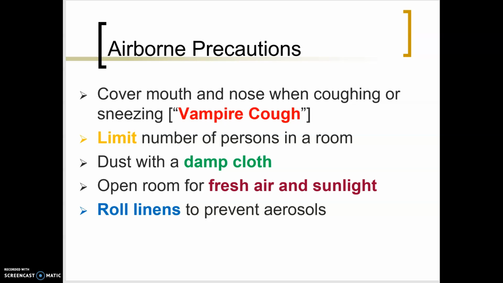So apart from vampire coughing, we limit the number of persons in a room. We dust the room with a damp cloth. We don't want to have anything dry to spread the droplets around anymore. Allow fresh air and sunlight to get in the room. UV can be a disinfectant, as well as fresh air can help remove some of the pathogens that are there. And if you're changing linens in a bed, for example, you roll the linens in so that any of the linen that's exposed is now inside a ball of bedclothes. So hopefully you keep the pathogen or the airborne particles down.